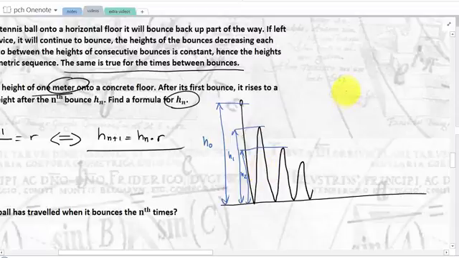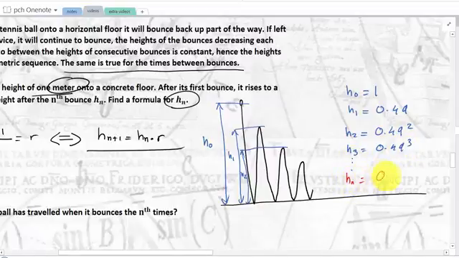All right, what do we know? We know that h naught is 1, and h1 is 0.49. Careful, it has to be the same unit, right? Meters. And we know that the ratio is constant, so 0.49 over 1 is 0.49. So the third one will be 0.49 of h1, so 0.49 squared. The next is 0.49 cubed, and on and on. Therefore, the nth bounce would be 0.49 to the n. Here is the formula for the nth bounce.